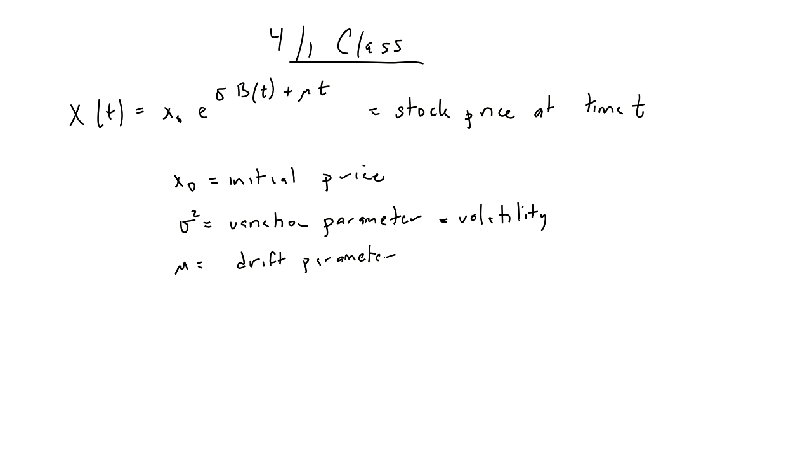Oh, and then the whole thing that we did to set this up. B of t is Brownian motion, so that this won't just go up, but it'll go up and down randomly. And the little thing is, as always, the mean of the Brownian motion is 0.